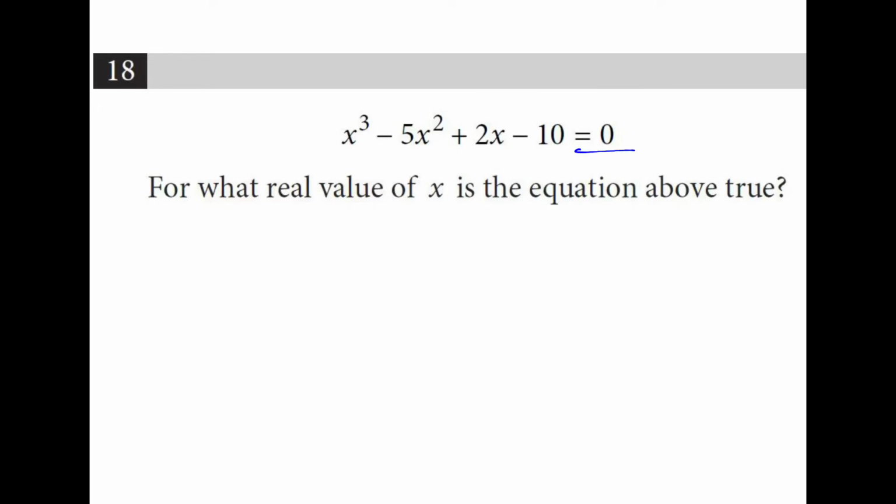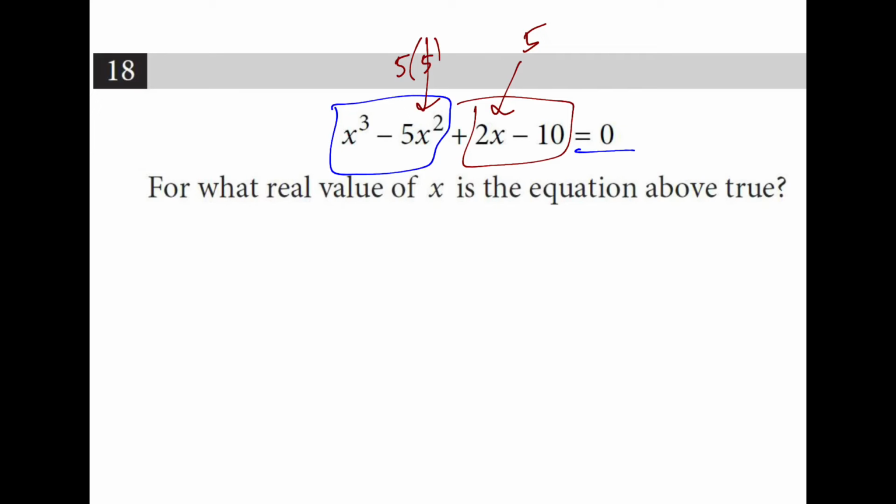So for this to be 0, these two parts will cancel out, and these two parts will cancel out. 2 times what number will give me 10? Well, that's a 5. And if you'll notice, if I make this 5 times 5 times 5, that's the same thing as 5 cubed, so those will cancel out also. So x is equal to 5.